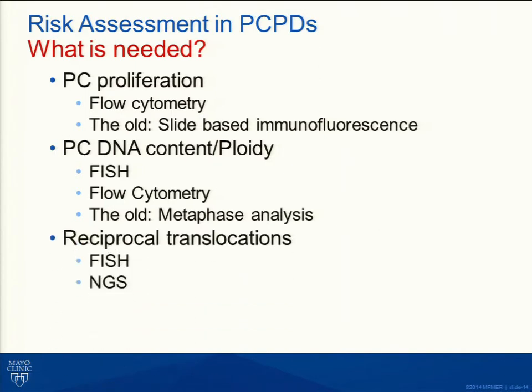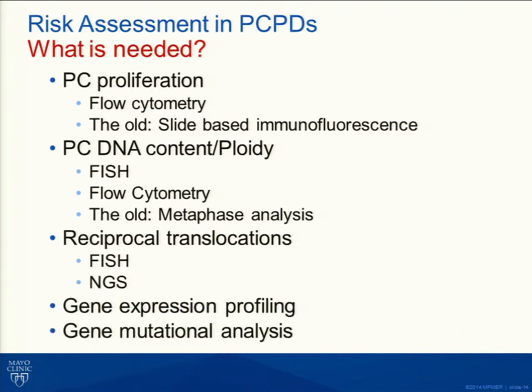Reciprocal translocations are important, as I'll show you. Right now, the state of the art is to do FISH testing. There are some other methodologies out there with the advent of next-gen sequencing technologies. And there are a host of other assays which can be performed for prognostication, including gene expression profiling and gene mutational analysis. We do not routinely perform these on patients at Mayo Clinic.